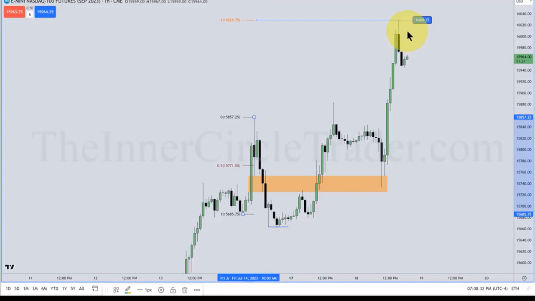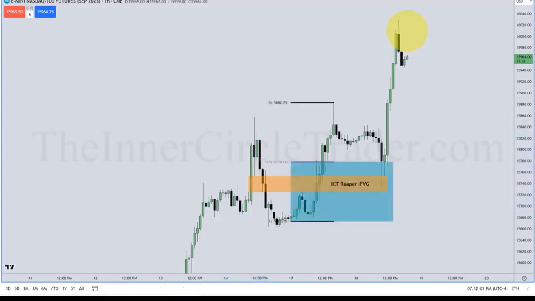We're going to go a little bit beyond that now. This is my ICT Reaper inversion fair value gap. Yes, I know it's a badass name, I know. A Reaper inversion fair value gap is when you're inside of a breaker, you're going to cut through candles because we are not supply and demand, folks. I can't stress this enough.